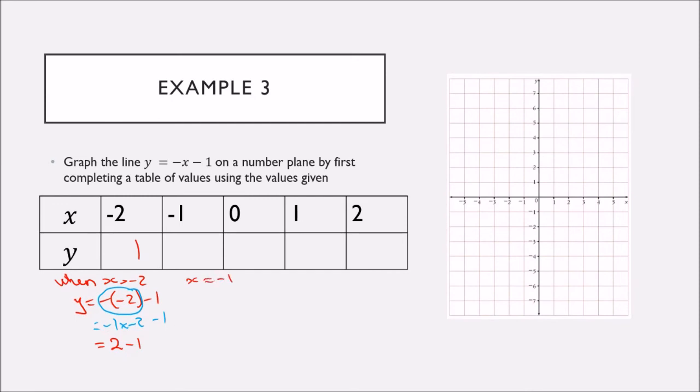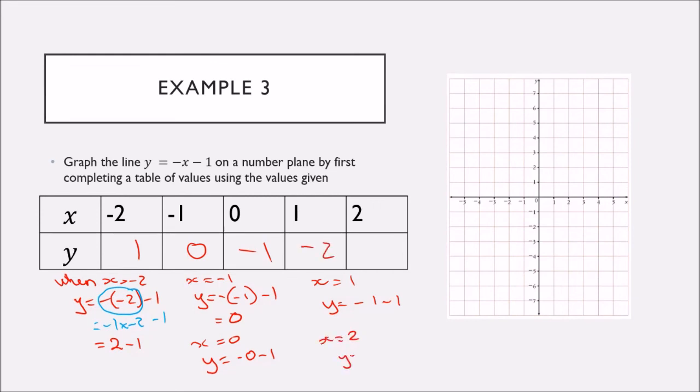When x equals negative 1, we're going to have y equals minus 1 minus 1. That's going to equal 0. When x equals 0, we're going to have y equals minus 0 minus 1. So that's just going to give us a negative 1 because that 0 is just going to vanish there. X equals 1, y equals minus 1 minus 1, which is going to give us minus 2. And when x equals 2, we're going to have y equals minus 2 minus 1, which gives us negative 3.